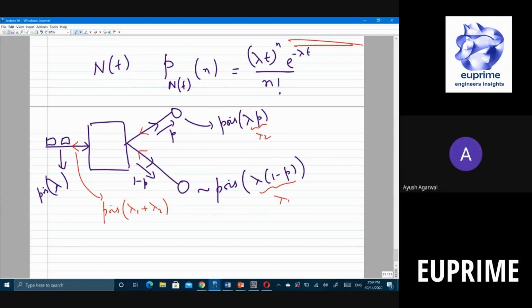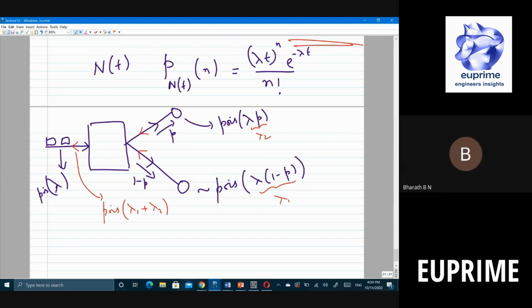Sir, a similar question came in the test also, right? If X is Poisson distributed and Y is Poisson distributed, exactly, you would have already solved that. Yes, X1 plus X2 is also Poisson with rate lambda 1 plus lambda 2. But we are doing exactly the opposite here. We are splitting it.